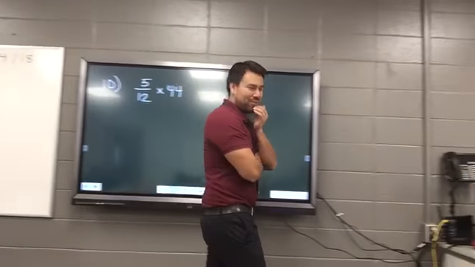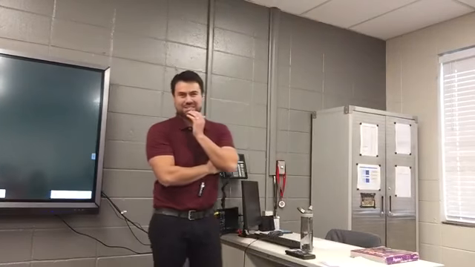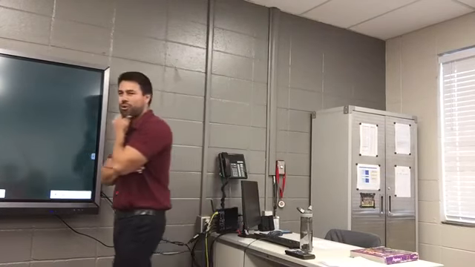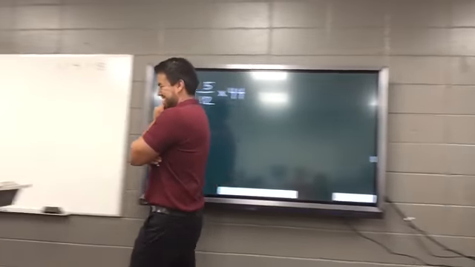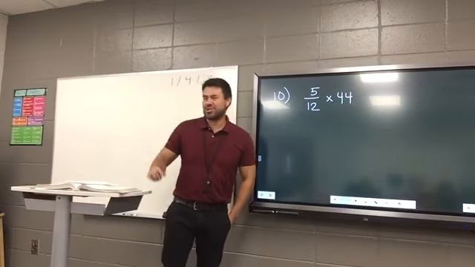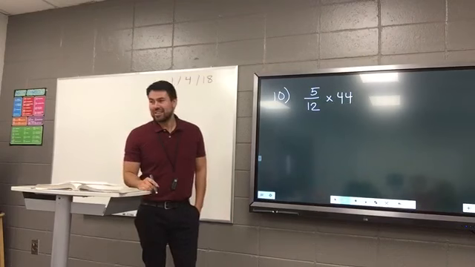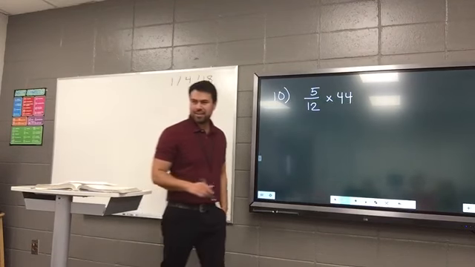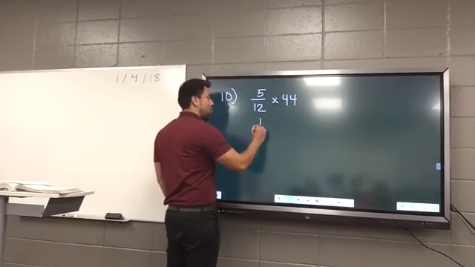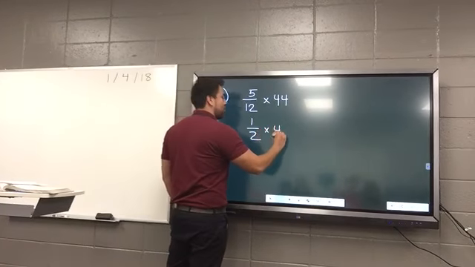I know 2 of you are very confident in your answers. 3 of you are getting there, 4 of you are confident. Max is very confident. Max, what'd you do? 6/12 times 44. All right, what's 6/12? 1/2. So you said 1/2 times 44, and what's that?